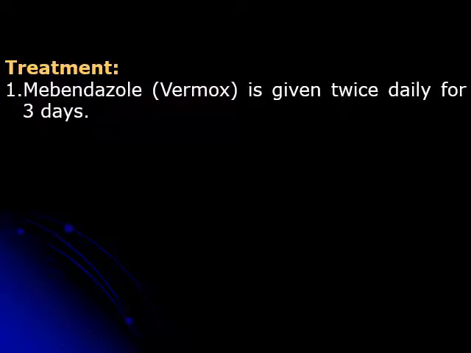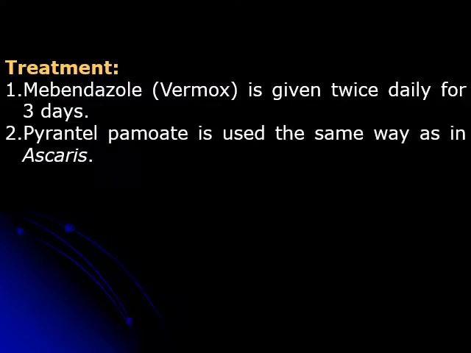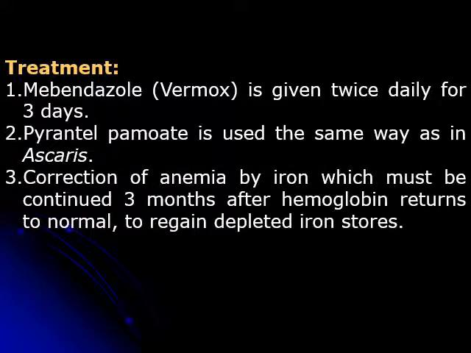Treatment: mebendazole or Vermox is the first drug and it is the drug of choice. It is given twice daily for 3 days. Also, pyrantel pamoate is used in the same way as in Ascaris. Correction of anemia by iron, which must be continued for 3 months after hemoglobin returns to normal, to regain the depleted iron.